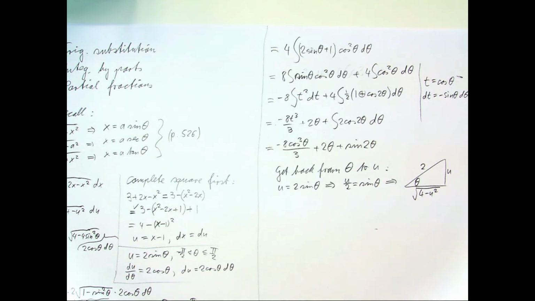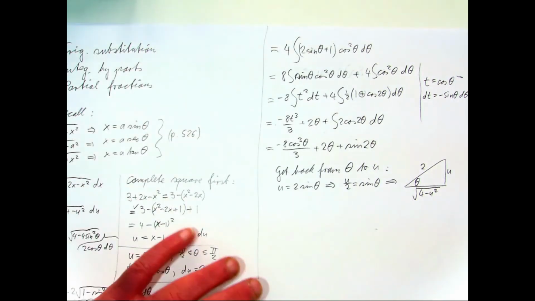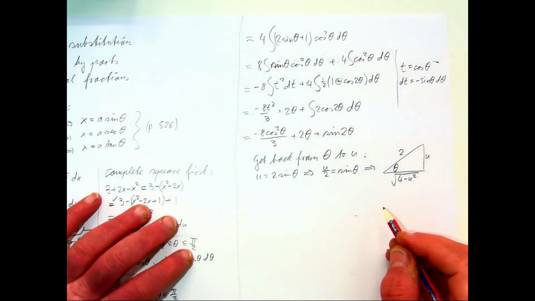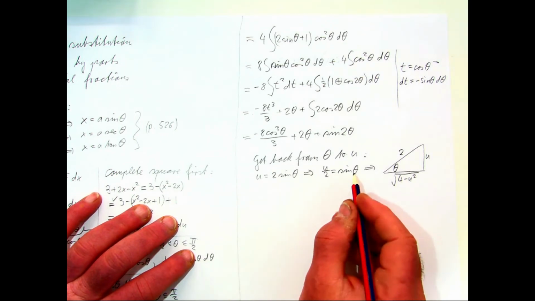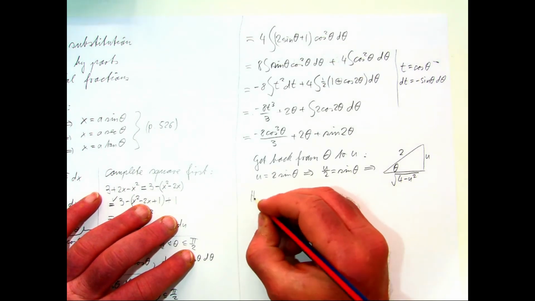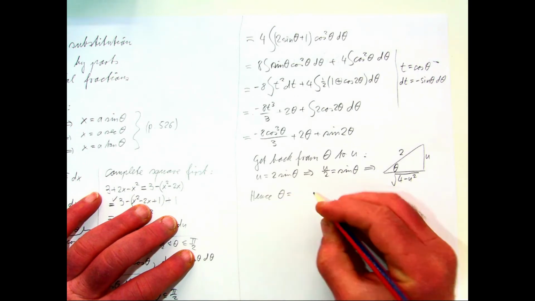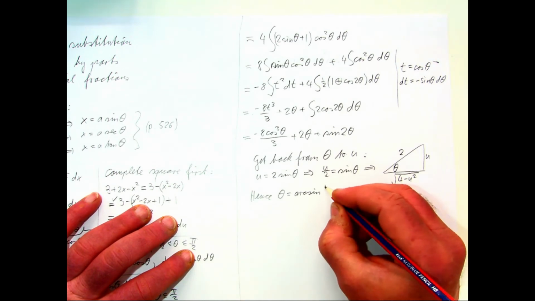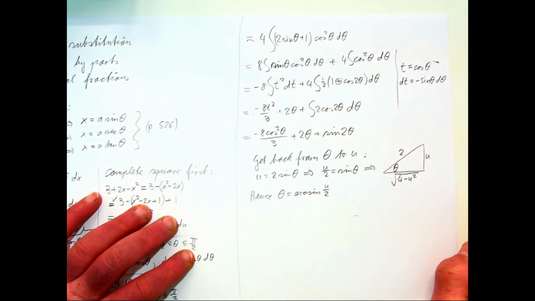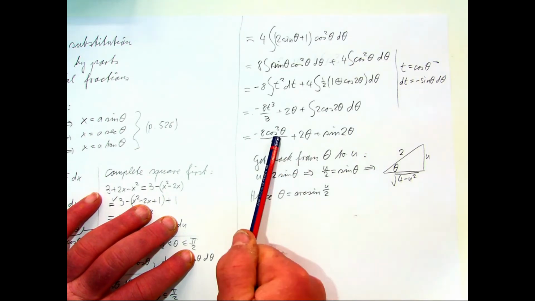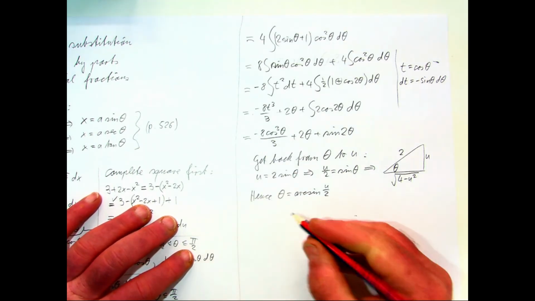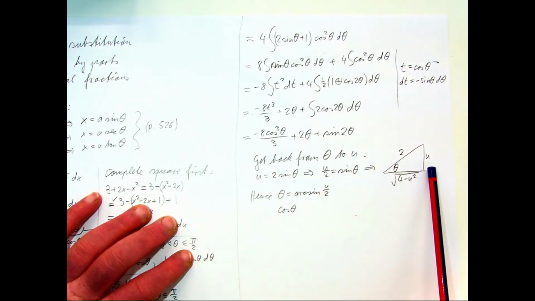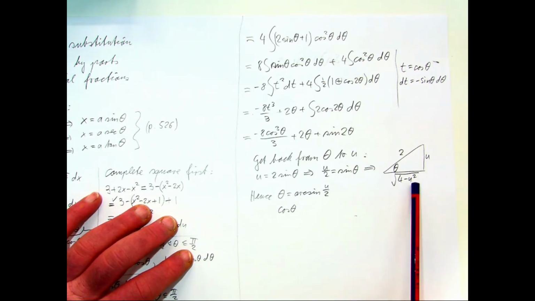Okay, now from this triangle, you can read off everything that you want. First of all, we can read off what is the theta itself. Theta is arcsine of u over 2. And we also need the cos from here. What is cos theta? You read off in the triangle, the cos is this root over 2.